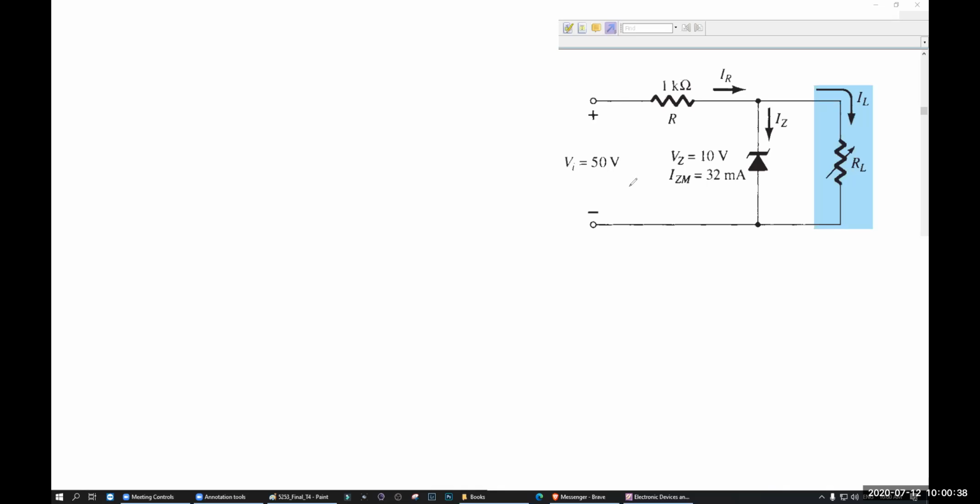Okay, at first, what we have to find out? At first, we have to find out the VL, right? VL is how much? VL, if the Zener diode is on. If the Zener diode is on, okay, let's write the formula first. VL is equal to VZ.